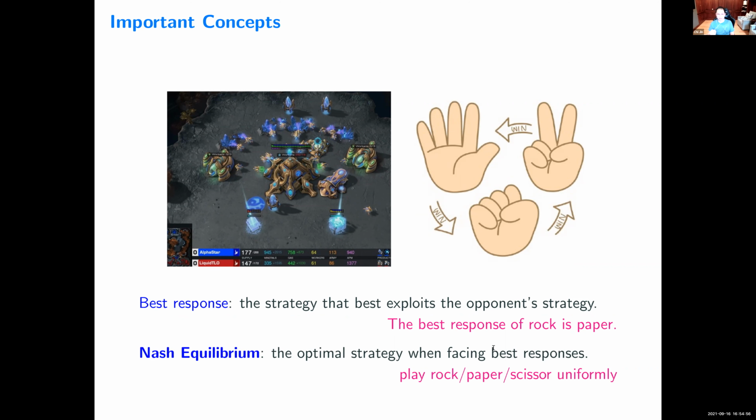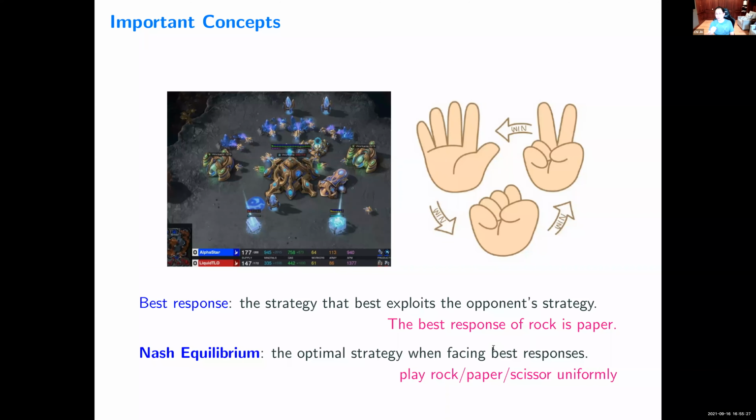And the Nash equilibrium is basically the optimal strategy if I'm assuming my opponent is always playing the best response. For example, in the rock, paper, scissors case, if I'm just playing a pure strategy, a single action, my opponent can always counter it by playing the other action that is always going to win over me. So what I'm going to do is play a randomized action, a mixed strategy. I'm going to play rock, paper, scissors uniformly with 1/3 probability of each action.